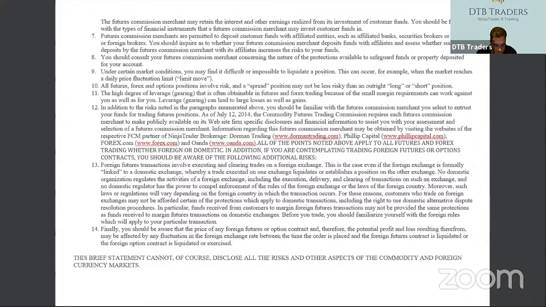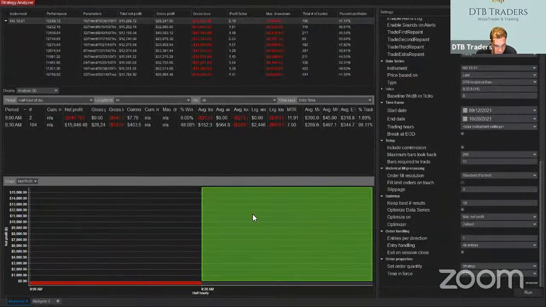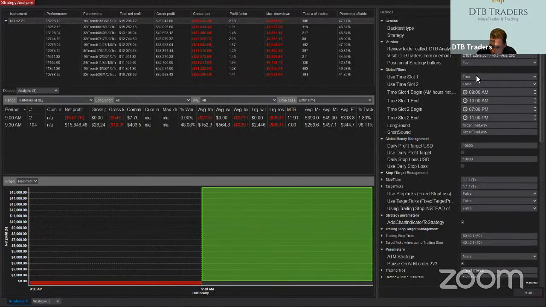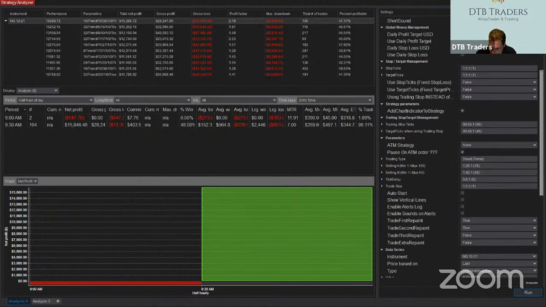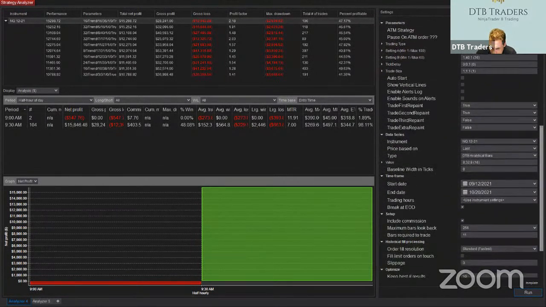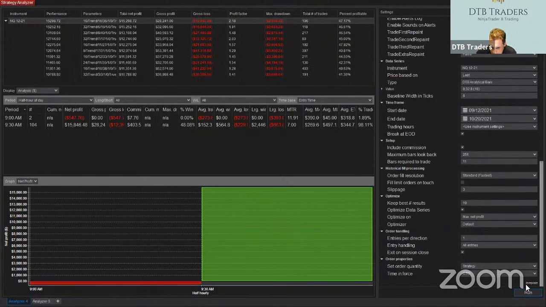So let's have a look at what is happening over here. I've just done some optimizations. I see it just finished, which is pretty good. So I did some optimizations and I used between an 8 and a 32 with an 8 baseline width in ticks. So basically the same optimizations that we've done before between 9 a.m. and 10 a.m. And I'm using the trend 1 to 20, 1 to 40. So I'm going to save this.